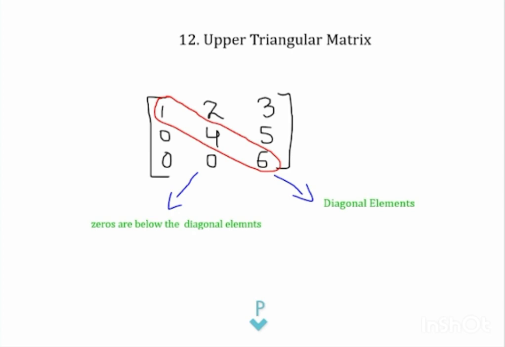Then the other type is the upper triangular matrix. Upper triangular matrix is also a square matrix which has 0 entries below the main diagonal. अब ये diagonal entries है 1 4 6. अब below the diagonal elements entries should be 0. तभी हम इसको upper triangular matrix बोलेंगे.